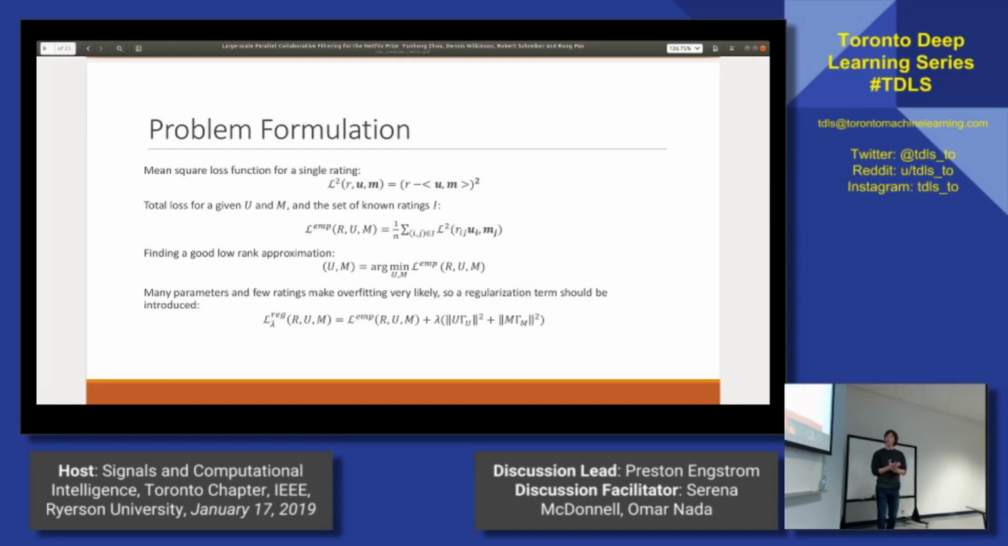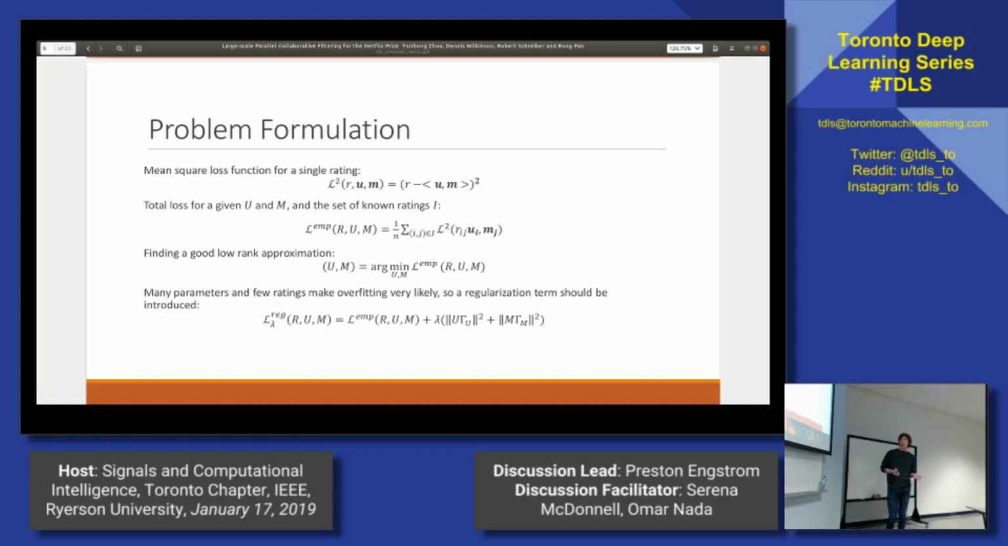The way this approach looks at it is we want to reduce some error function for all of the ratings that we know. In this case, they use mean squared error. Basically, the difference between our known rating R and the inner product of our U and M vectors, squared, gives us our loss. Over the entire set of ratings, that's just the sum of all of that empirical loss divided by the number of ratings. And so we want to minimize the error of a given U and M over the entire matrix.